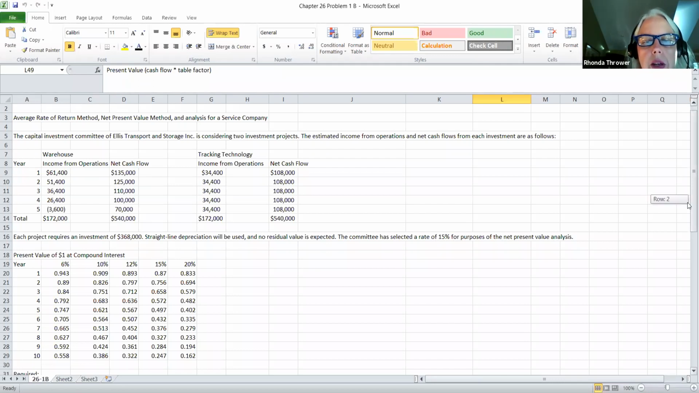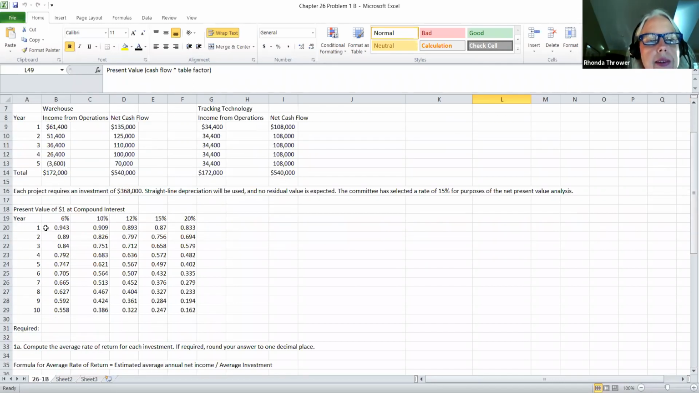Now, what they've given you next is a table that will help you to determine the present value of each one of these investments. So this table is a present value table for a dollar amount at compound interest. This is what we refer to sometimes as a lump sum table. And I'll talk to you about that in just a minute.